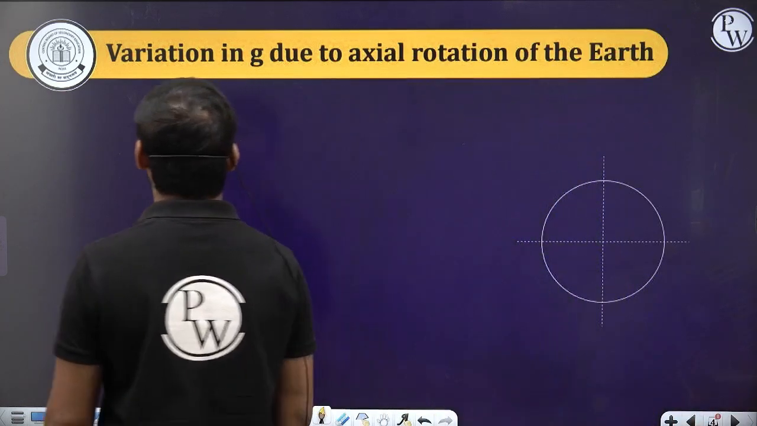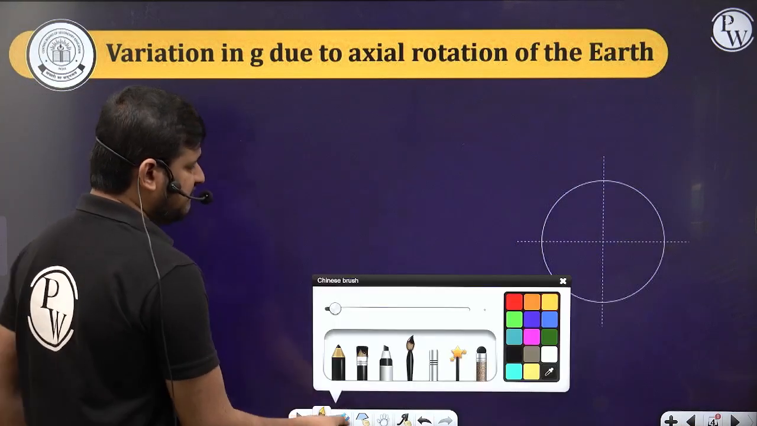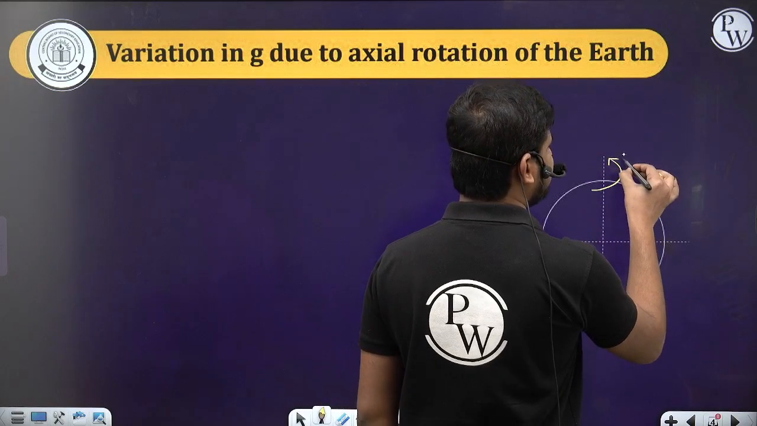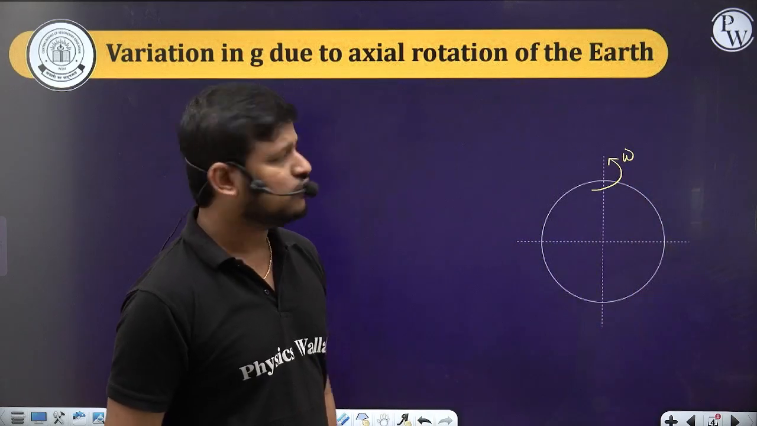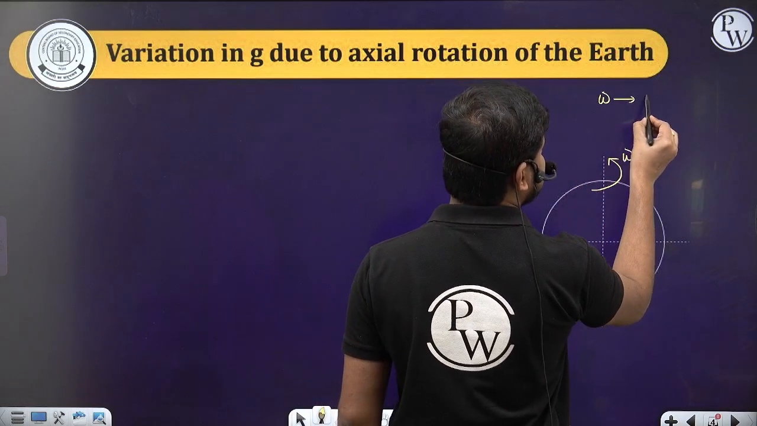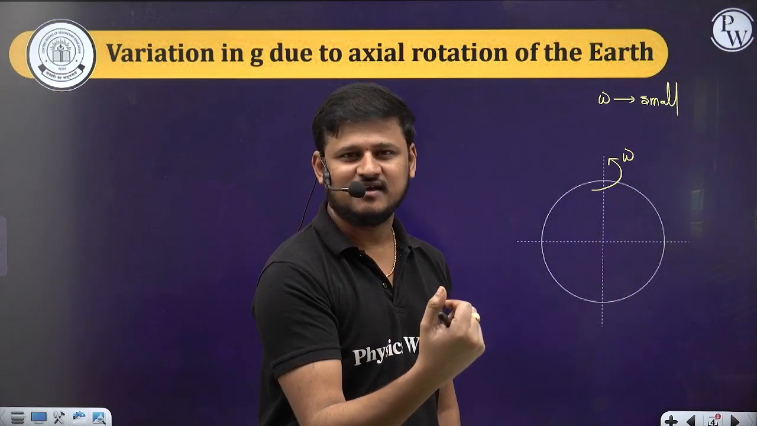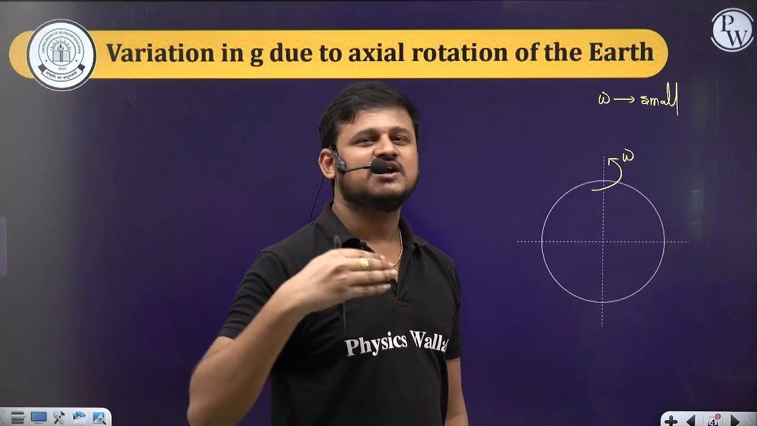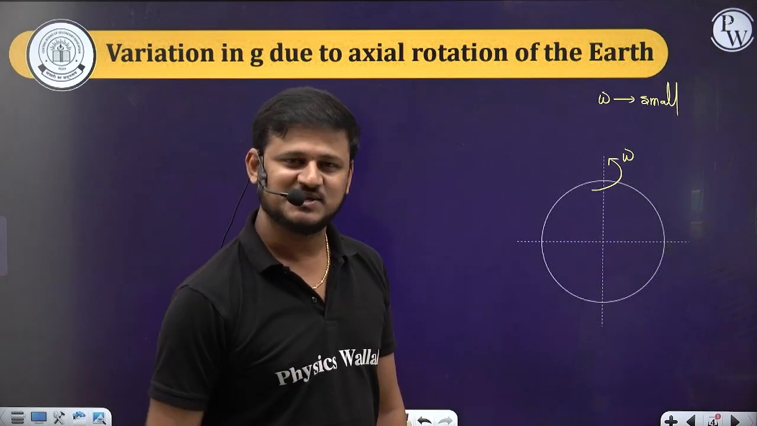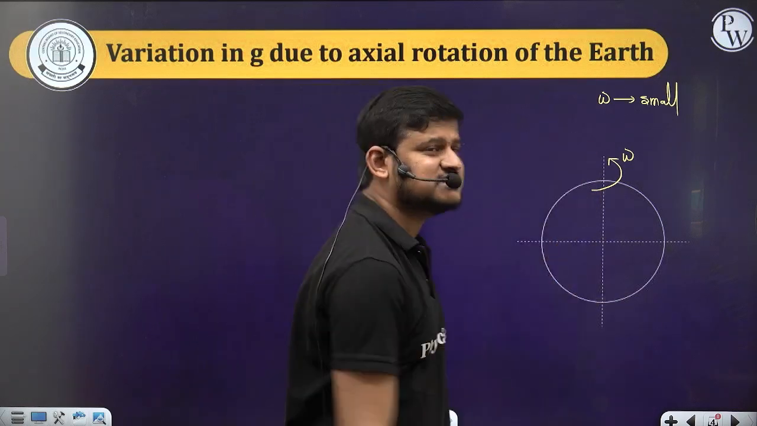Now, how the variation in g takes place due to the axial rotation of the earth. See, we know that the earth rotates about itself with an angular velocity omega. Generally this angular velocity omega is considered small. If the earth rotated fast, you would be thrown away, you could not stand at one place. So the earth rotates very slowly, and omega is considered very small.